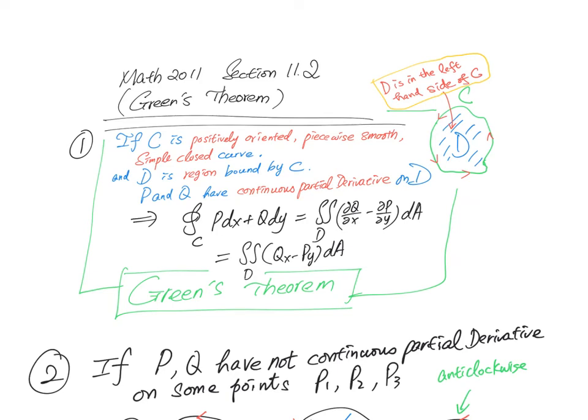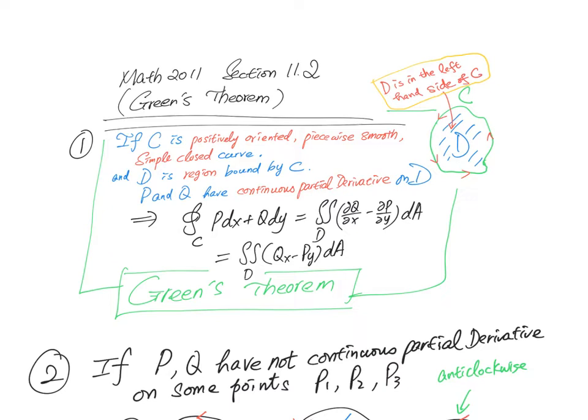Now let's go to section 11.2. We talked about Green's theorem in this video. The theorem can be considered like this. Actually, you can consider this as work done. The vector field is (P, Q), and dr is (dx, dy). We take the dot product over here.